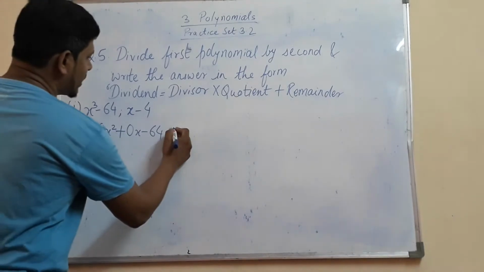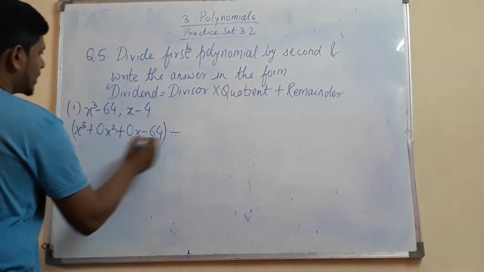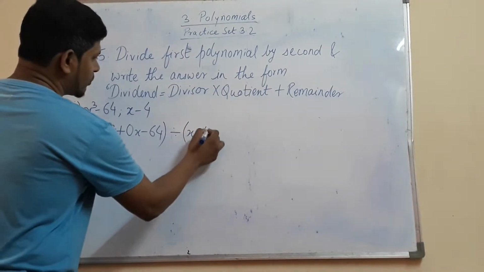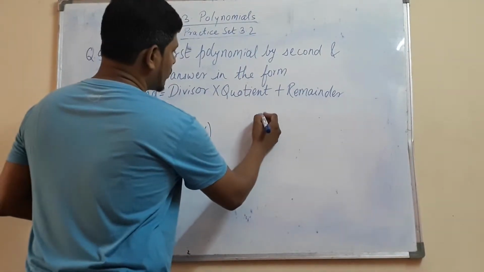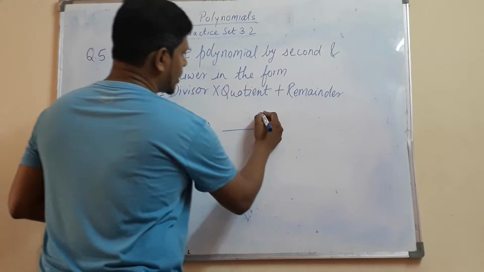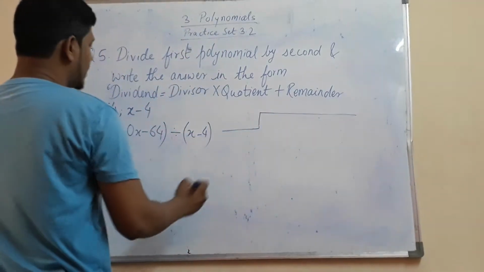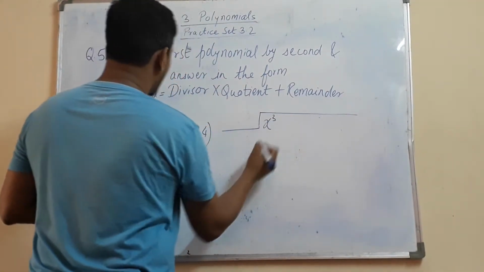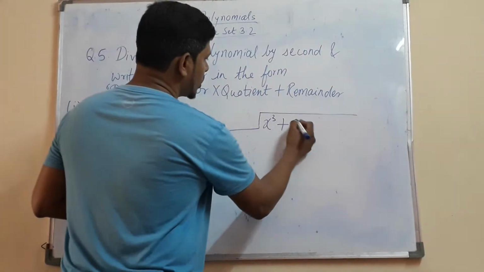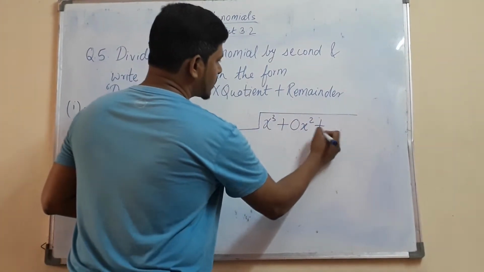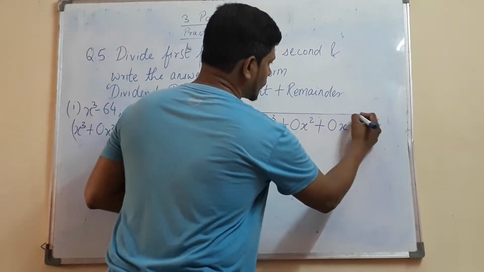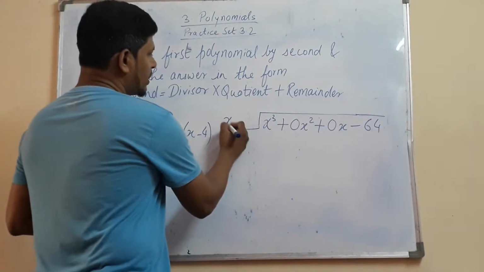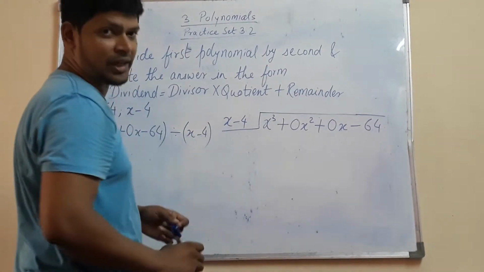And we need to divide this by the second term, which is x minus 4. So let's start the division. Here we will write our dividend, that is x cube in the index form, plus 0 x square plus 0x minus 64. And here will be our divisor, that is the second term.